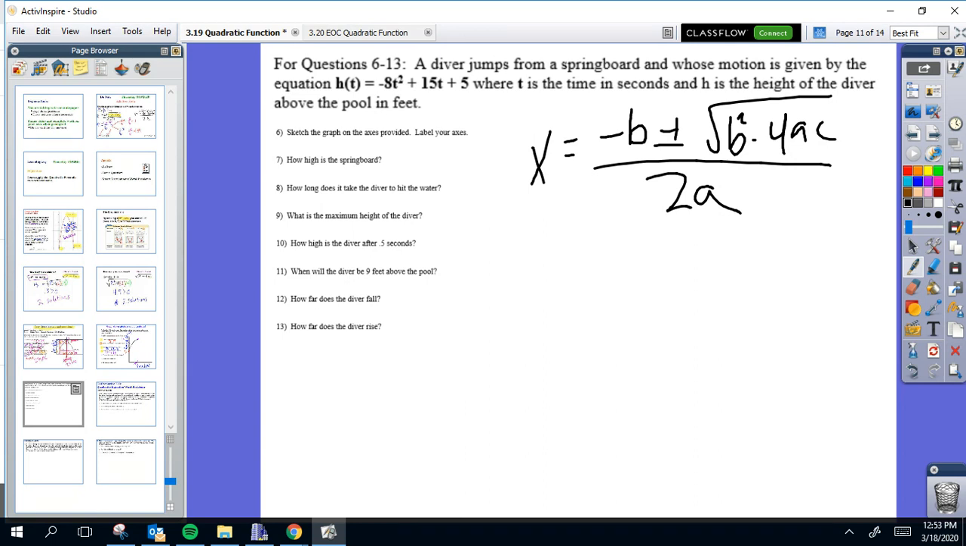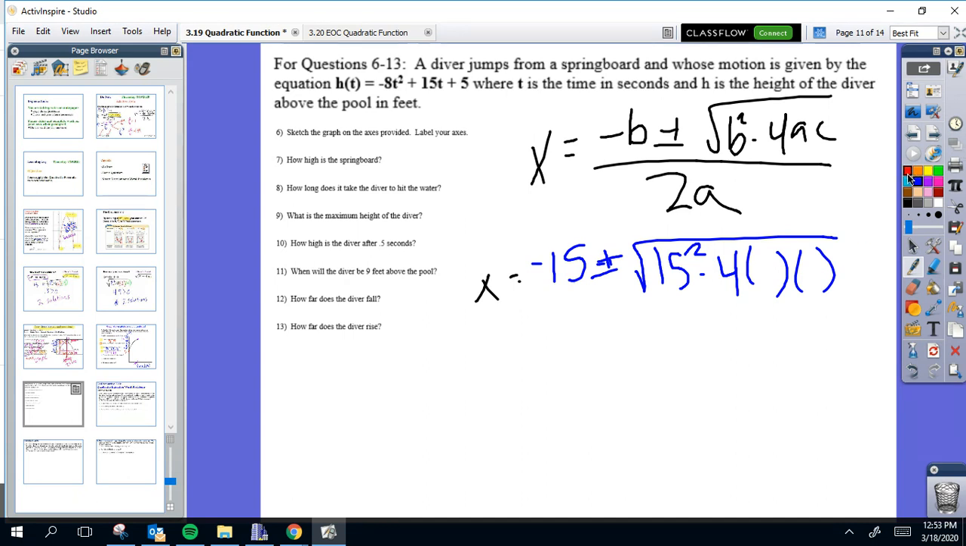All right, so when I do that, let's figure out what this is. B value is 15, so negative 15 plus or minus the square root of b, 15 squared, minus 4 times a times c, over 2a. A value is negative 8, c value is 5, and this is over 2 times a, negative 8. All right, and I want you guys to pause the video and go ahead and do this on your calculators.